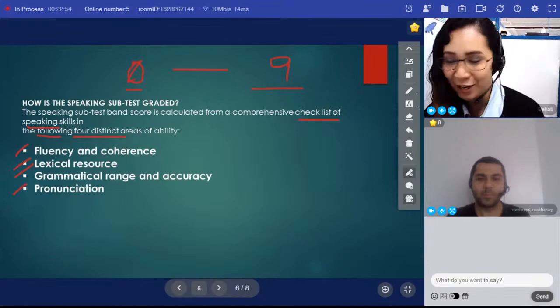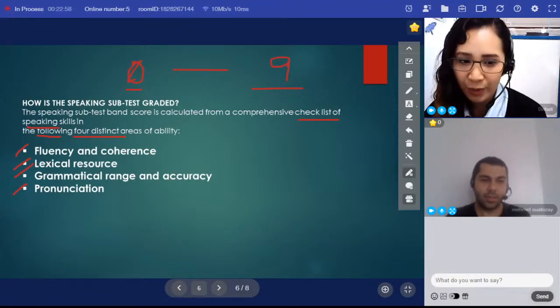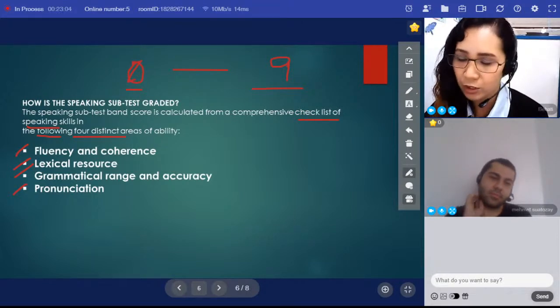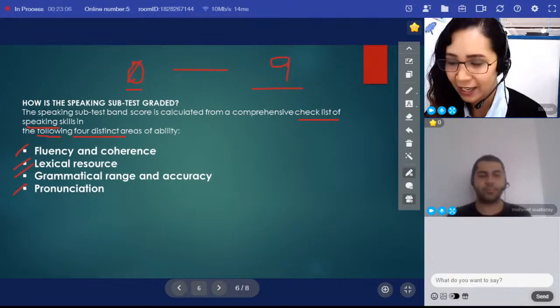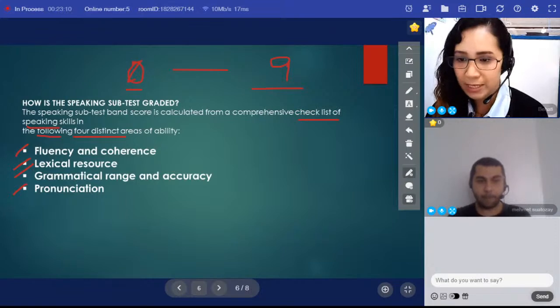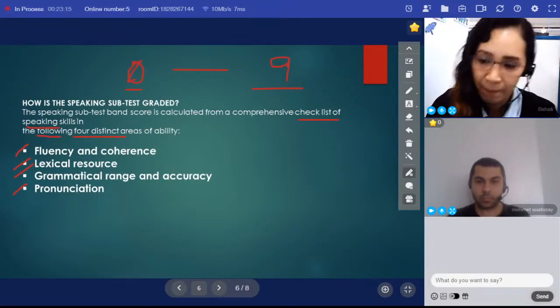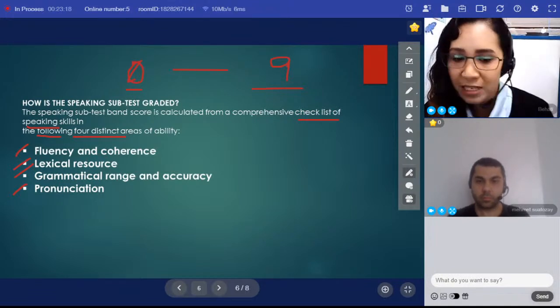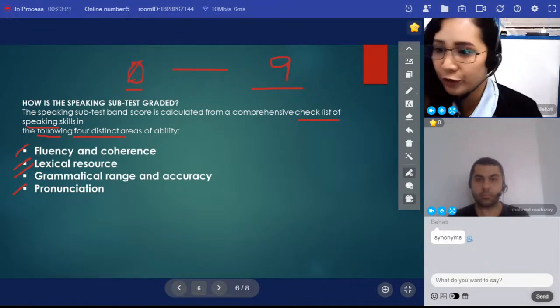Next, number 2, we have your lexical resource. This is your ability to use a wide range of vocabulary naturally. So my tip for my students is to always paraphrase or to use synonyms when answering. Whatever is asked in the question, try to find another word for that.